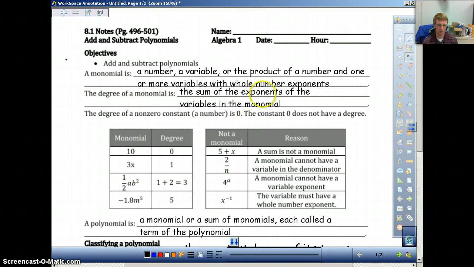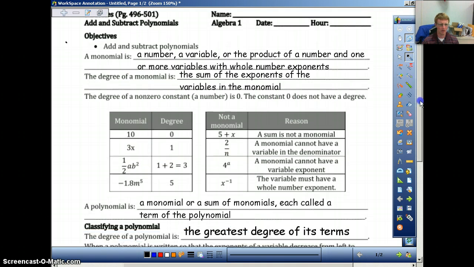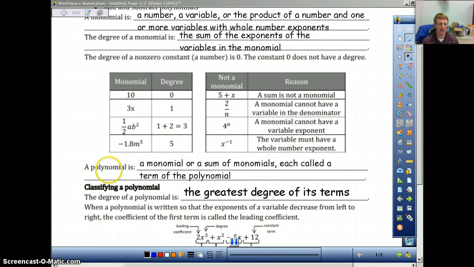Okay, so this tells you things that are not monomials. It says the degree of a non-zero constant is 0, and the constant 0 does not have a degree. So that's important to know. And then down here is where we define a polynomial. A polynomial is a monomial or a sum of monomials, each called a term of the polynomial.